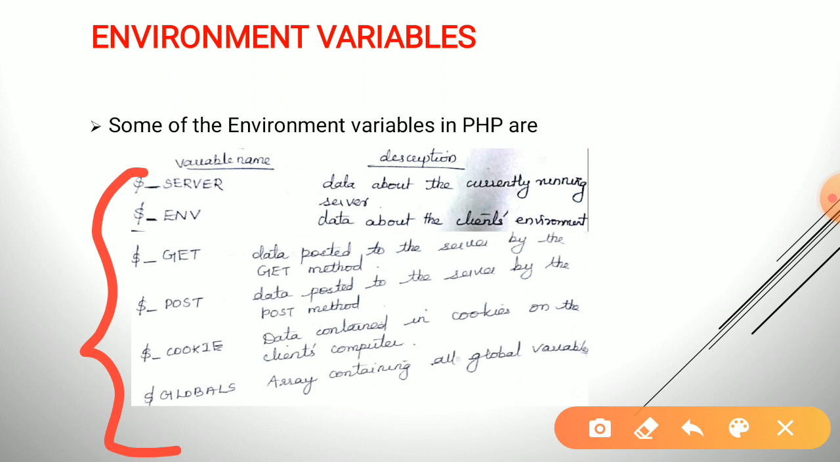The last one is $GLOBALS. Note that there is no underscore sign. Every other variable name contains an underscore sign, like $_GET, $_POST, $_COOKIE, etc. But this one is $GLOBALS. This array contains all global variables. So these are some of the important global variables available in PHP.